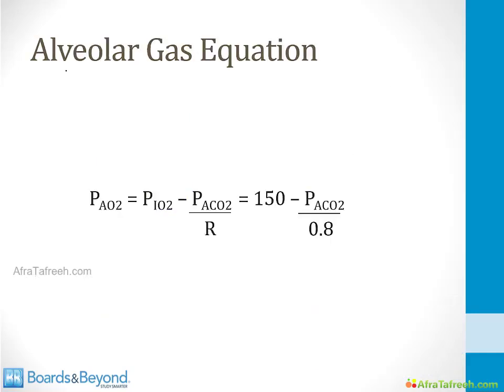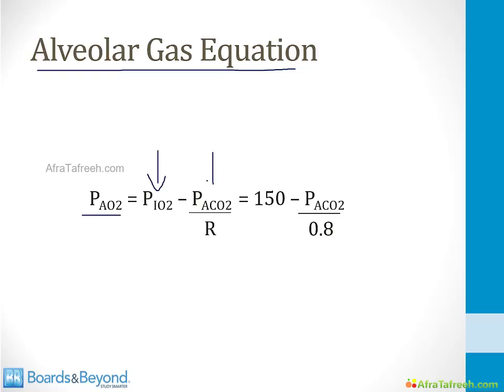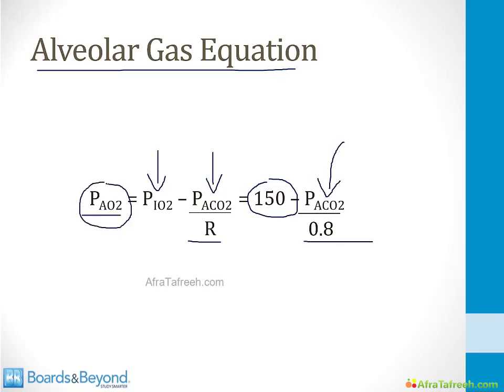In the video on ventilation and perfusion, I talk in detail about the alveolar gas equation, which is shown on this slide. According to this equation, the alveolar oxygen content is equal to the inspired oxygen content minus the alveolar CO2 content divided by a constant R. For patients breathing room air oxygen at sea level, the PiO2 is 150 and the constant R is 0.8. So now if we just know the alveolar concentration of CO2, we can determine the alveolar concentration of oxygen.